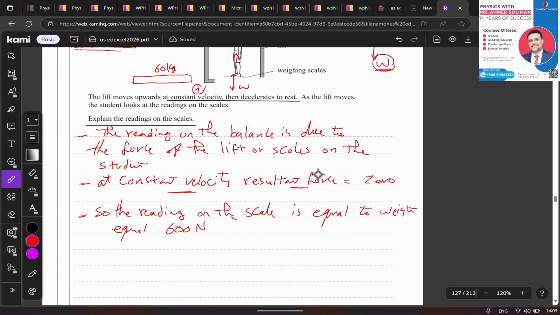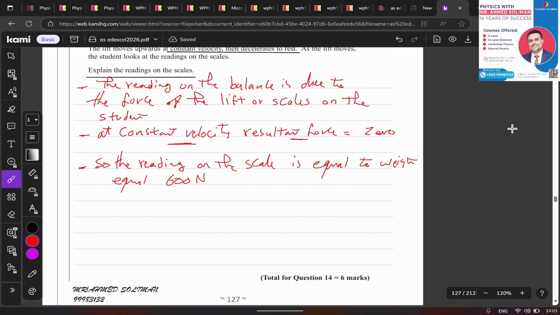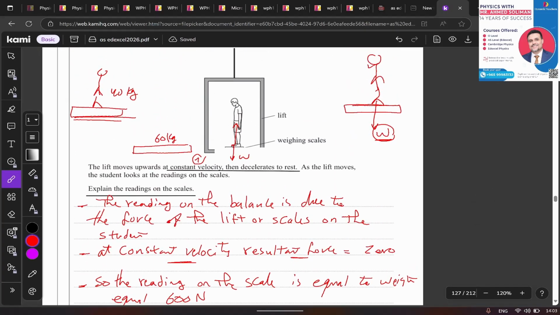Kind of. You don't understand? I don't understand the force of the lift. Okay, now the student is standing on the balance, and the lift is moving with a constant speed.